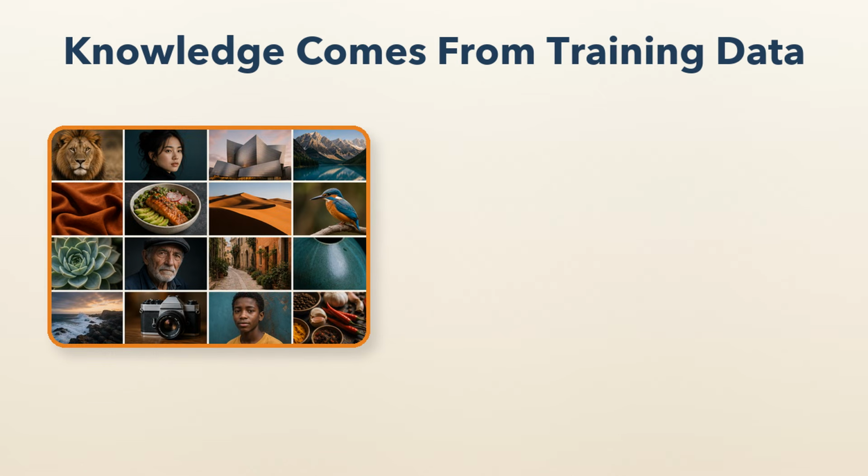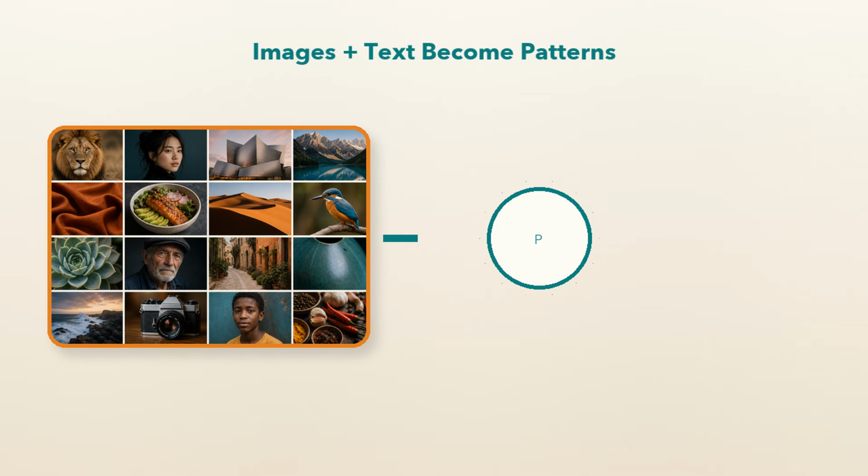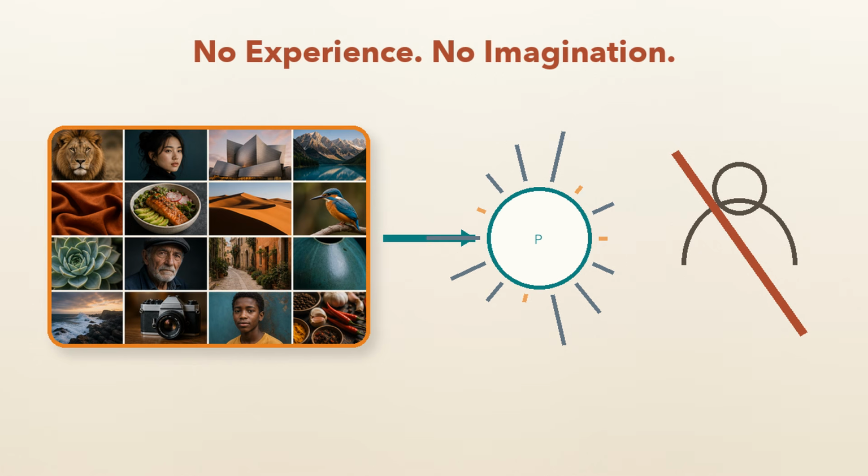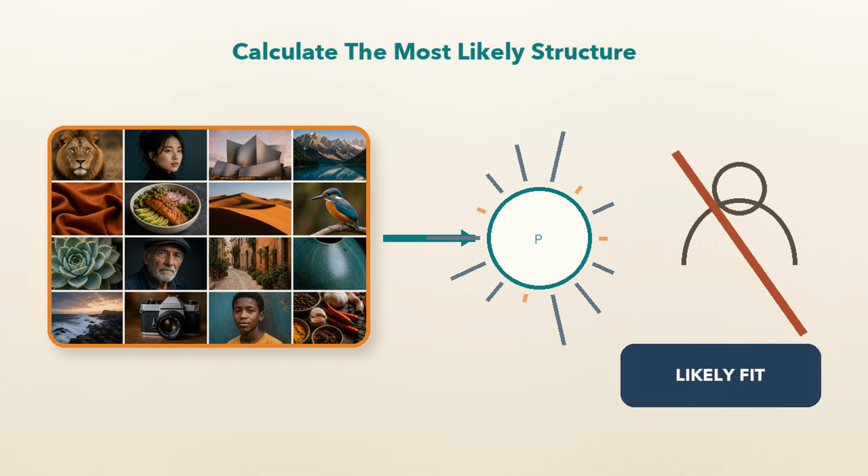The model's knowledge comes from its training data. It learns visual patterns by comparing images and text, but it does not understand the world in the human sense. It has no personal experience or imagination. It calculates which visual structures are likely to fit the prompt and the current noisy state.